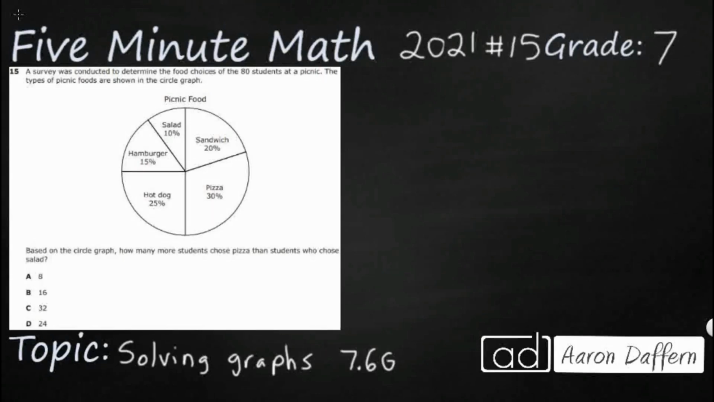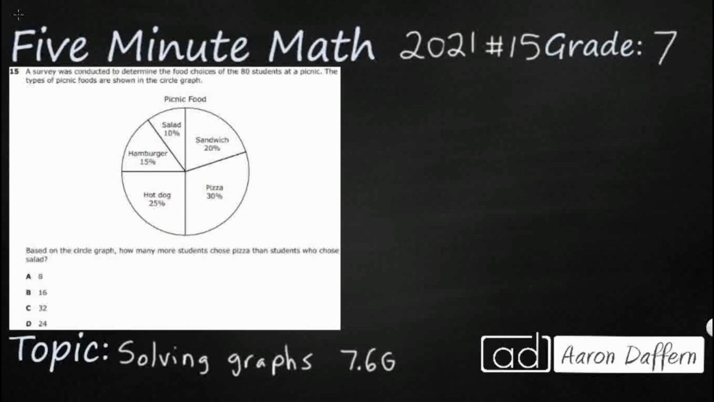Today we are looking at the 7th grade concept of solving graphs. This is standard 7.6G in the great state of Texas, and we are using item number 15 of the 2021 released STAAR test. If you have not done so already, please go ahead and take a moment to pause the video, work this problem out on your own, unpause it, and then we will look at our answers together.